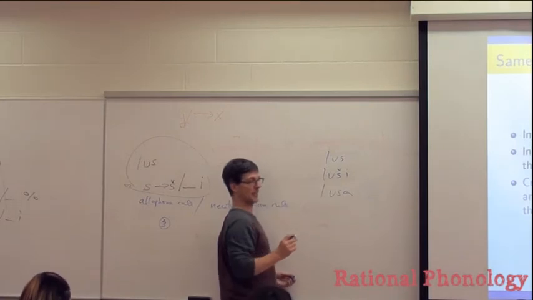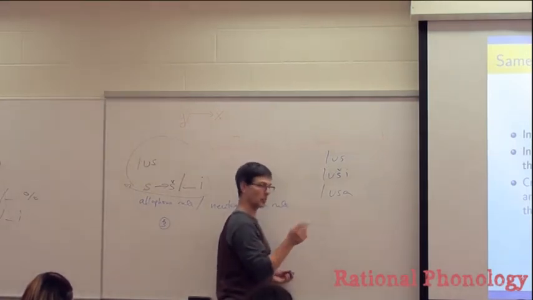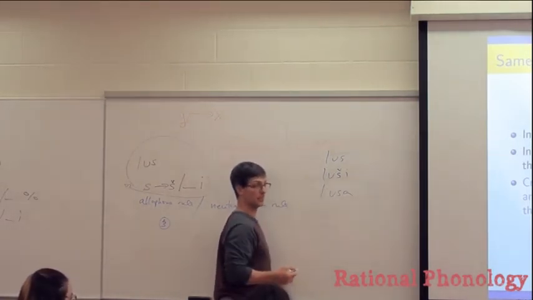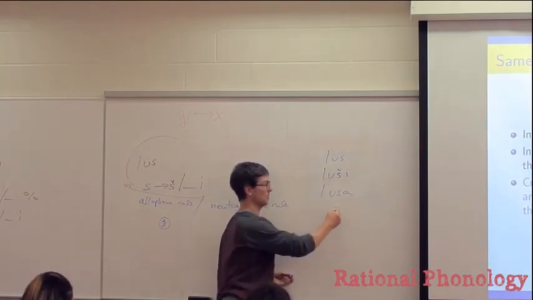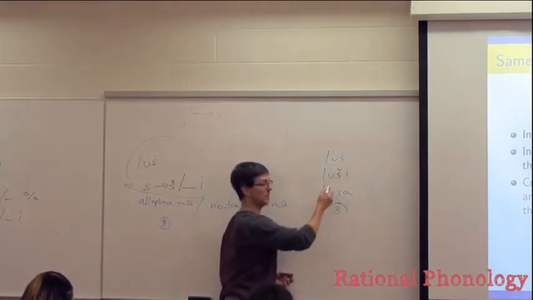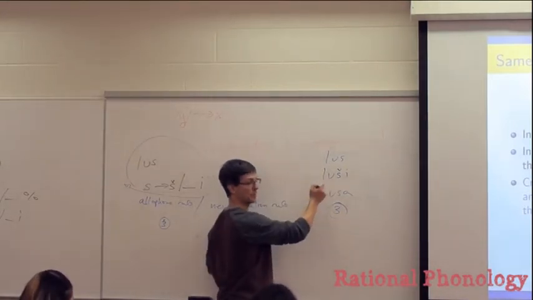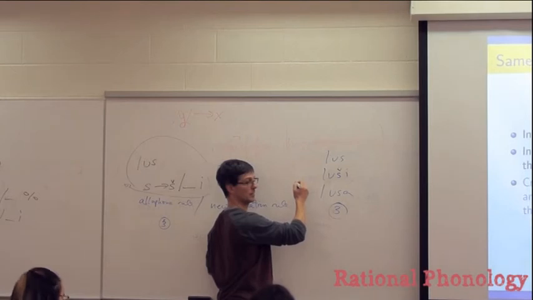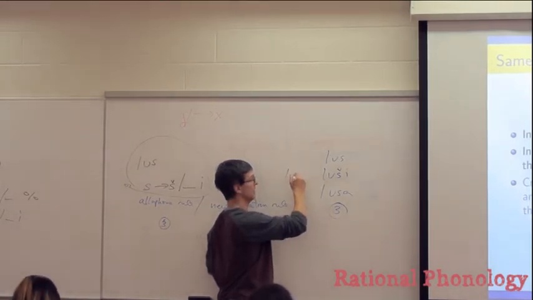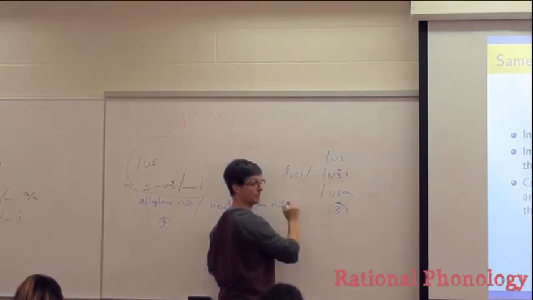Keep going. So in this language, where did this should come from? This is language 3. Why do we have a should here? Because the S changed. Right. So what's the underlying form of this word? L-U-S-I. Right, and then it ended up like that.